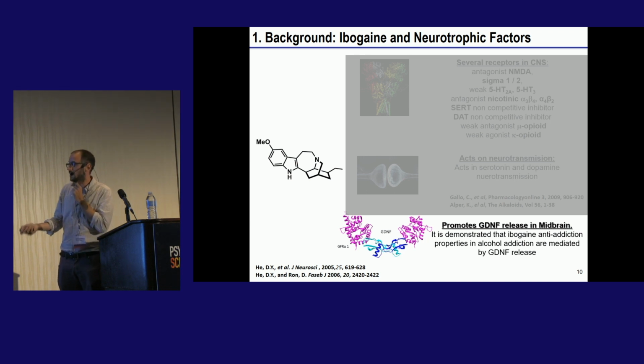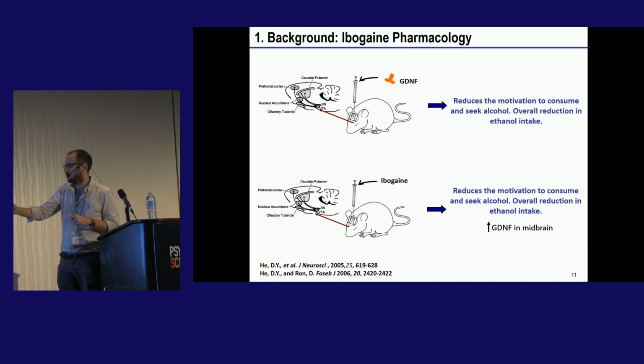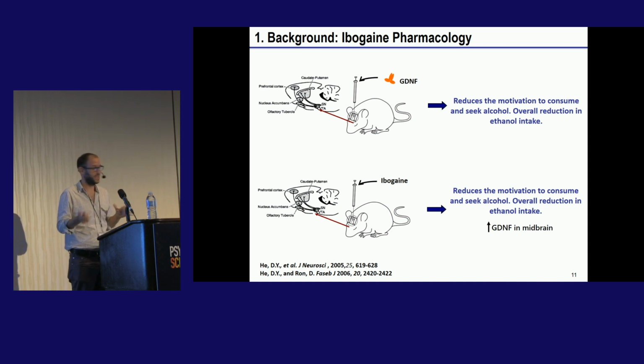But it has been reported by a group here at UCSF that ibogaine can promote GDNF release in the brain. What these researchers did is the same experiment I showed for GDNF in the VTA. They injected ibogaine in the VTA, and they had the same effect for alcohol, okay? And they found that in the VTA there was an increase of GDNF in the midbrain. Are you following it? So this is the main paper that links ibogaine with GDNF, okay?